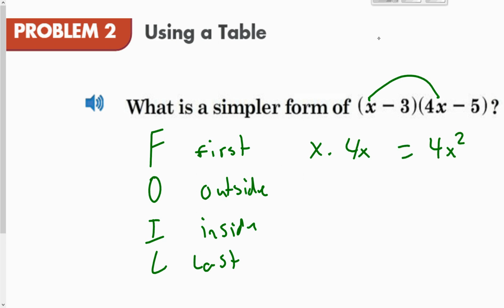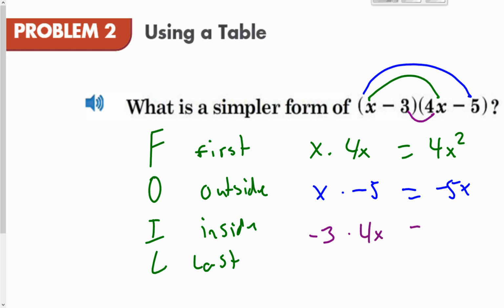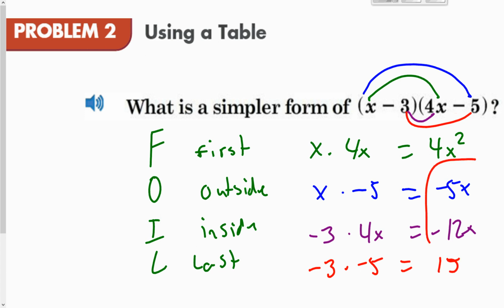Then outside, so the two outside ones, so x times negative 5, so that's a negative 5x. Then inside, the two inside ones, so negative 3 times 4x, negative 12x. And then final, the last two, negative 3 times negative 5. It's a positive 15. And then again, these both have the same, so we can combine them.